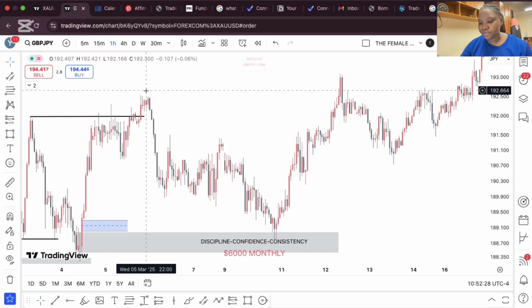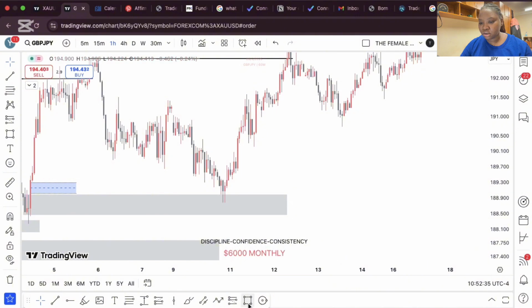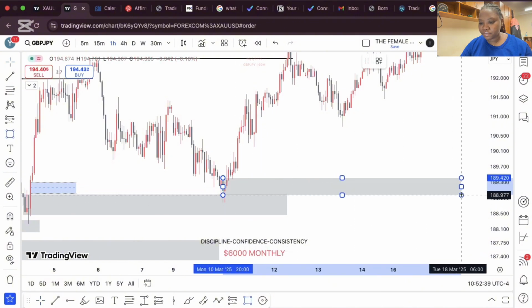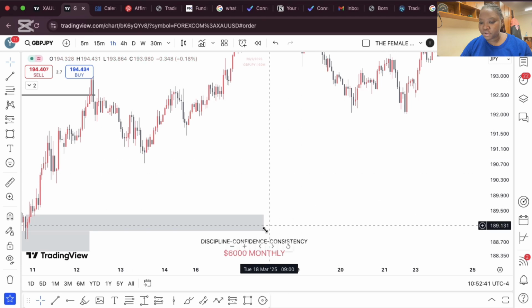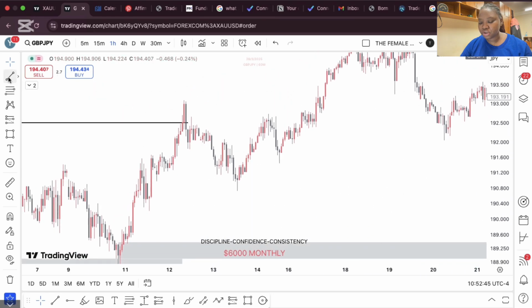Now we have a new break of structure here. Our new break of structure is here, and we have our order block that is here. So definitely I'll wait to see how price is going to react when price comes back to the zone.